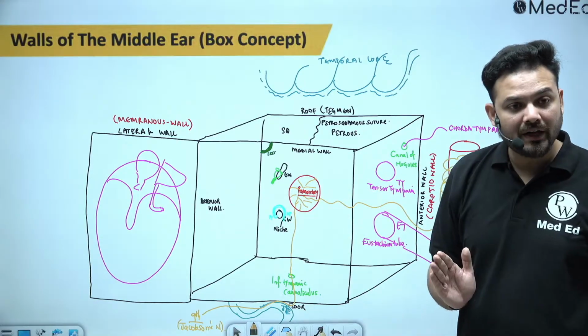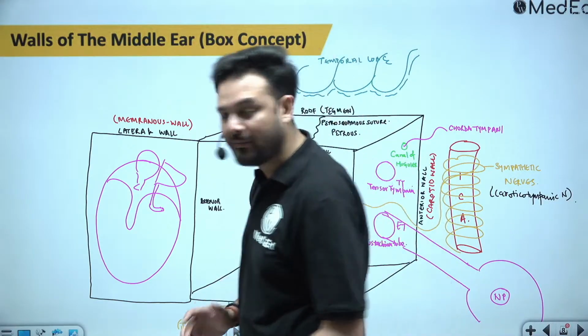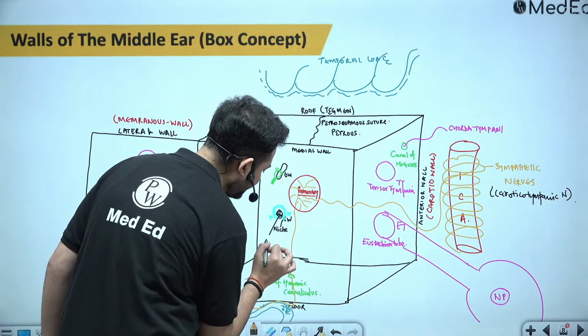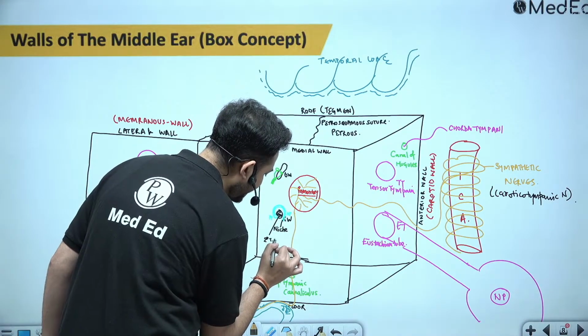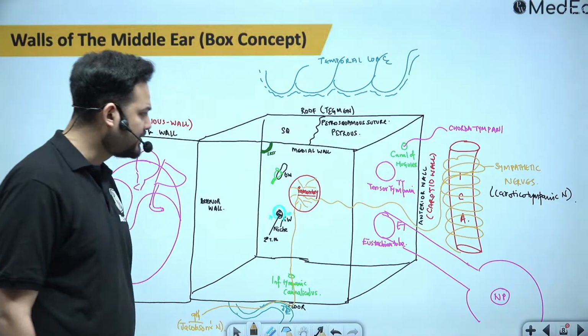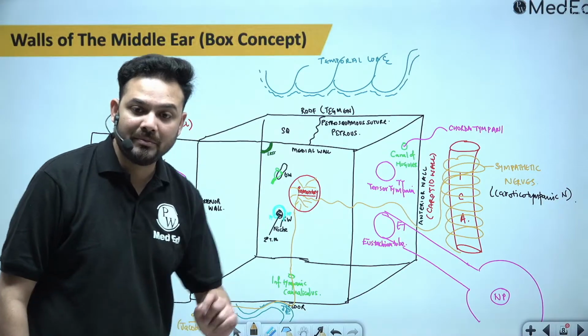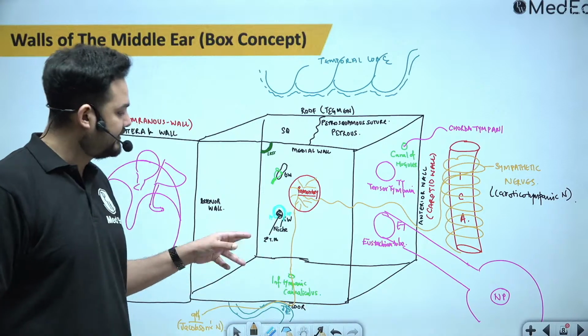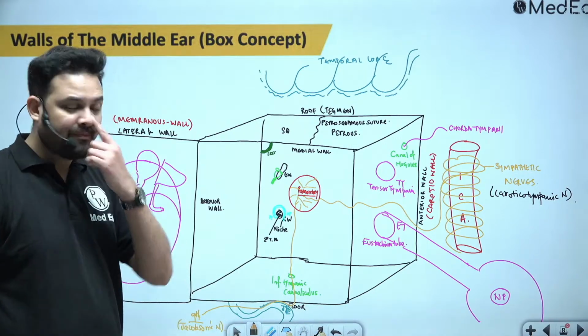The covering of the round window is called the secondary tympanic membrane. Remember that, this is a question which has been asked. What is the covering of the round window called? It's the secondary tympanic membrane.